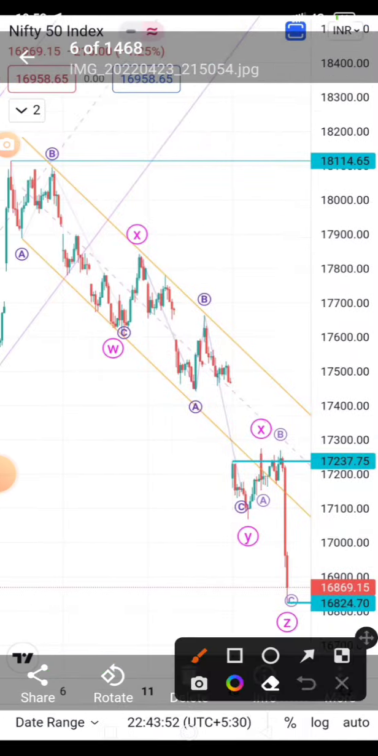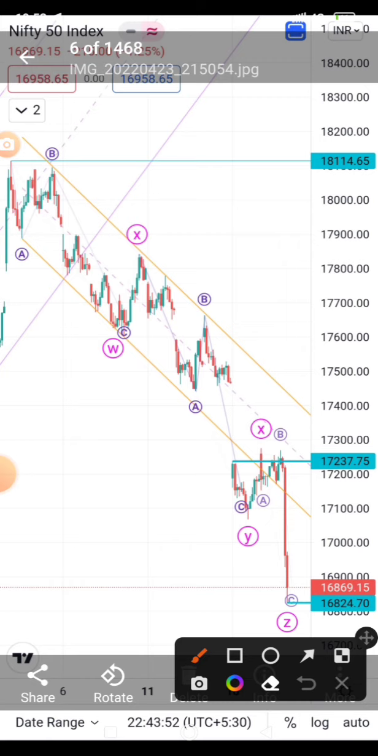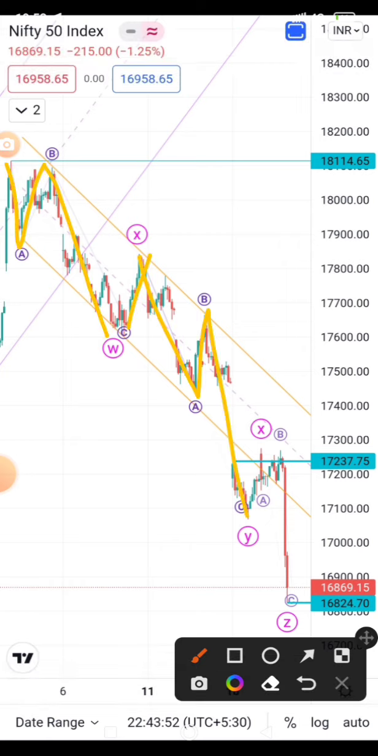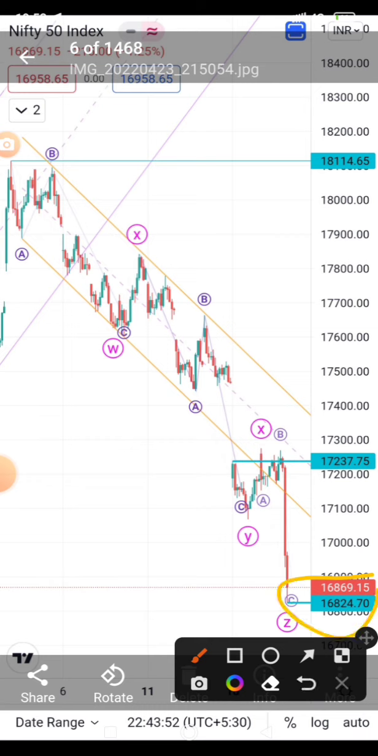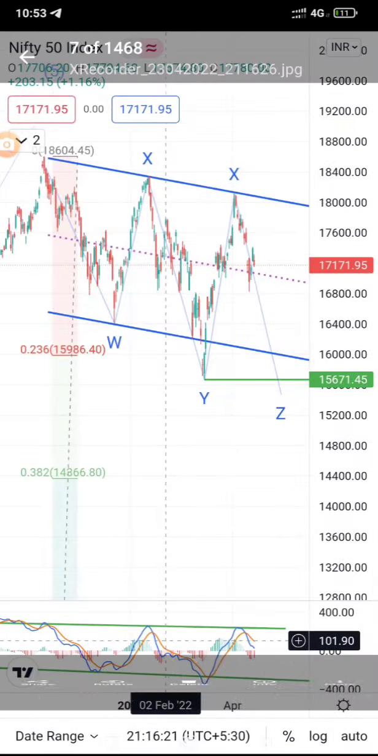So this move was a triple zigzag correction on the downside as a W, X, Y, XX and Z wave. In the previous videos we talked that this is ABC correction going like this, ABC, then again X are the connecting waves and ABC on the downside. Nifty made a low of 16,824. So next we are going to talk about this move.